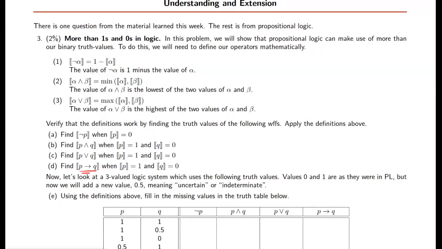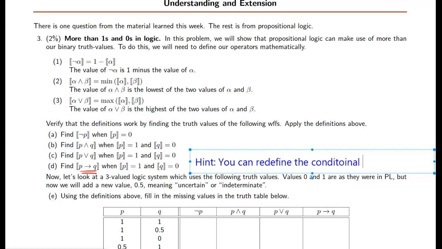D, P arrow Q. I didn't give you a definition for P arrow Q, so you might have to look back at the slides for the conditional to figure out how you can redefine the conditional in terms of or. So a hint here: you can redefine the conditional in terms of or.